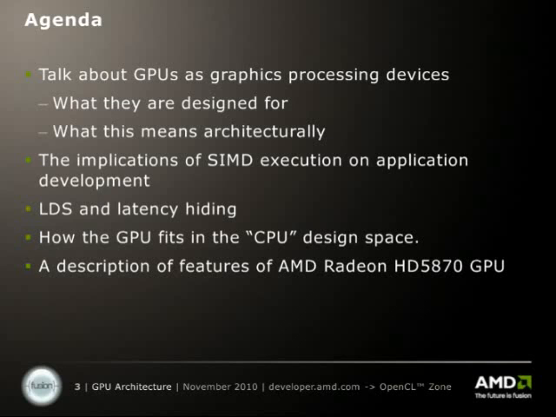So the agenda for this webinar is first to talk about GPUs as graphics processors, i.e. their origins and their main use case. And this will lead to some discussion of the implications that has on the architecture, followed by some discussion of SIMD execution and its implications for application development. We'll then briefly discuss local memory and some aspects of latency hiding, processor state, and attempt to place the GPU in context with the wealth of CPU designs available with a couple of very simple examples. And the point of that is to show the GPU is not out there as a fundamentally different design. And then we'll end the discussion by discussing some of the specific features of the Radeon HD 5870 GPU.